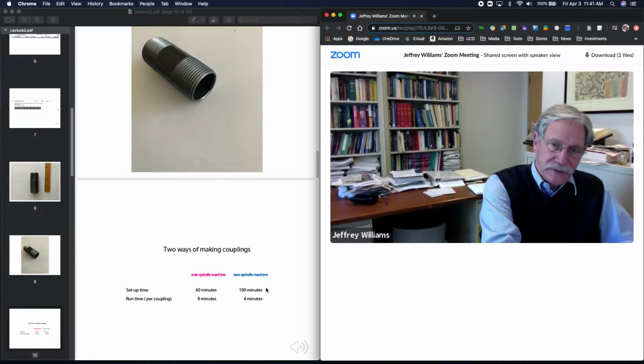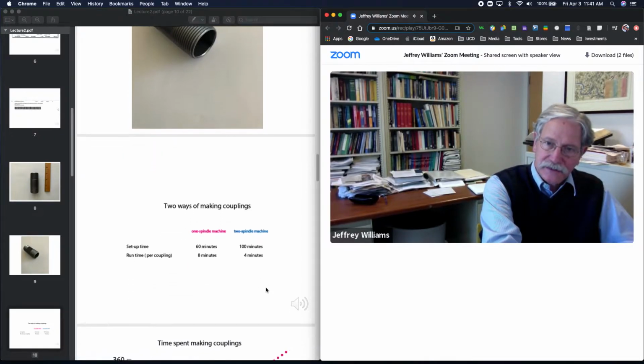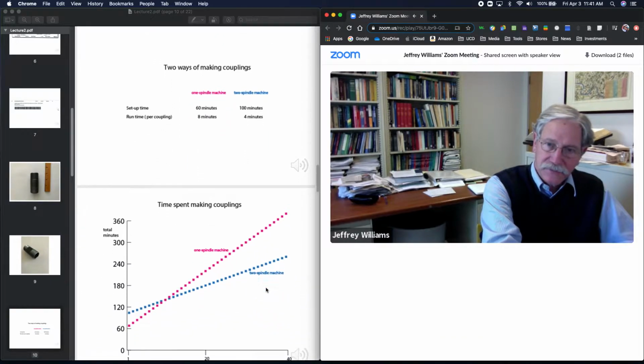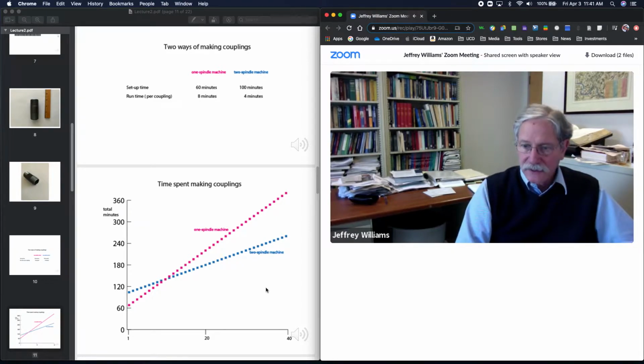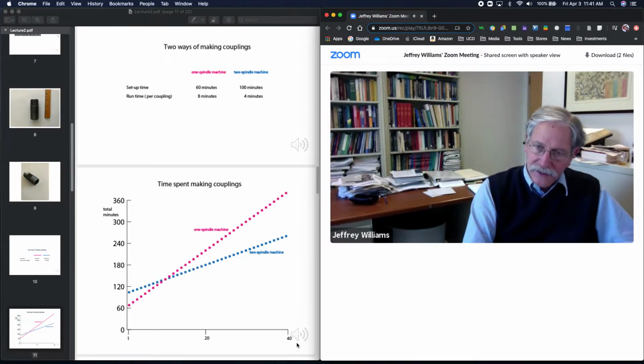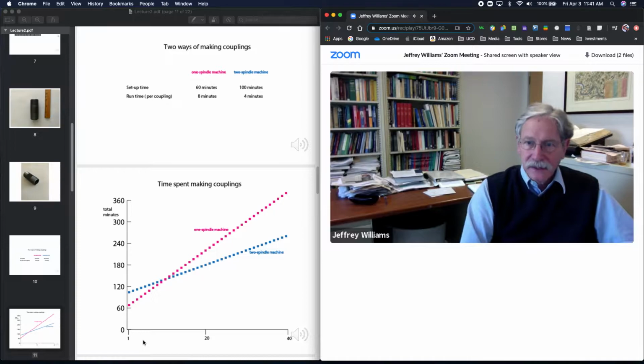The first thing to think about is the time that it takes to make these parts, and let's look at them as a function of the number of parts made, which is the next diagram. So on the x-axis is the number of parts in the production run. Obviously, if you just make one part, it's going to take a lot of time because you got all the setup time. You got more setup time on the two spindle machine, as I just showed you, and less setup time on the one spindle machine, but the run time is greater on the one spindle machine.